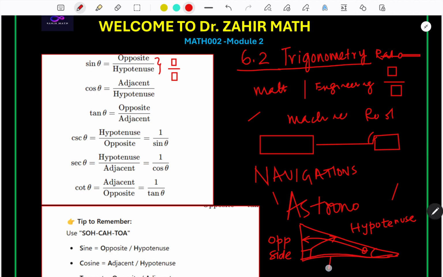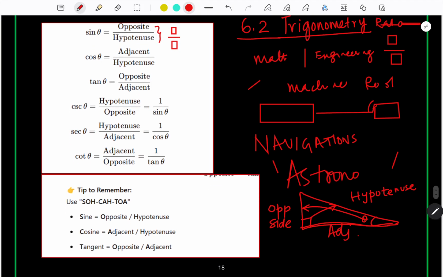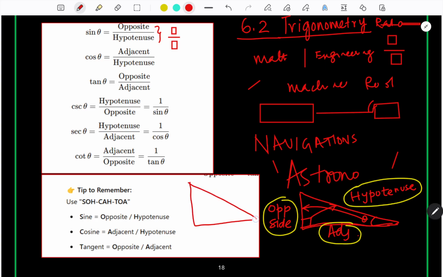And this side is called the adjacent side, ADJ, right? So let me call again. This is the hypotenuse, this is the adjacent, and this is the opposite side. Let me draw a triangle here with a red color so that it will be clear. So let me draw a triangle, right?